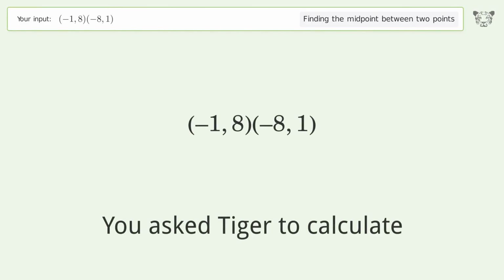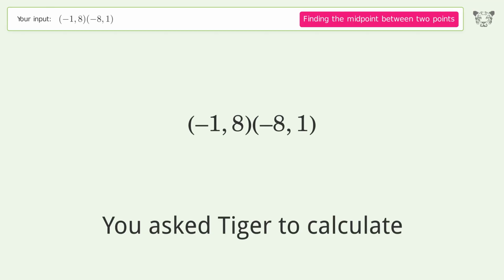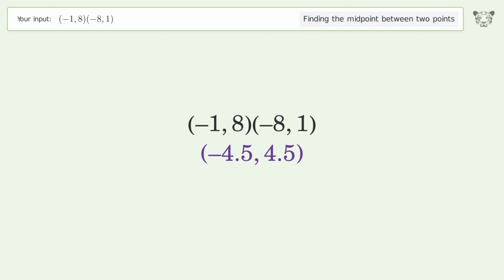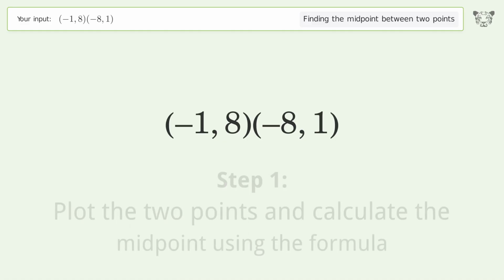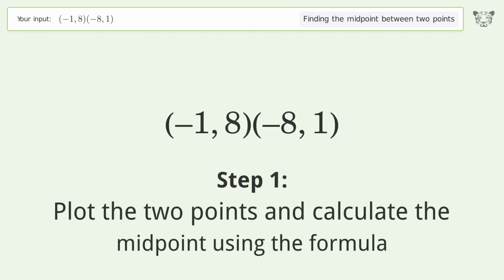You ask Tiger to calculate. This deals with finding the midpoint between 2 points. The midpoint between the 2 points is (-4.5, 4.5). Let's solve it step by step. Plot the 2 points and calculate the midpoint using the formula.